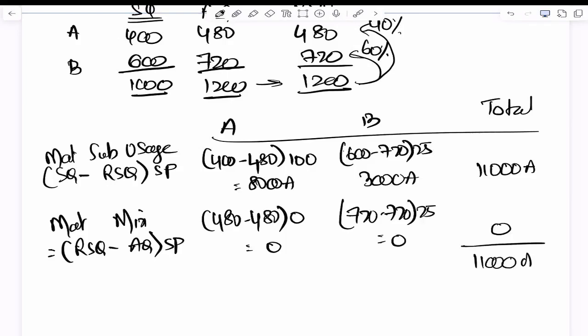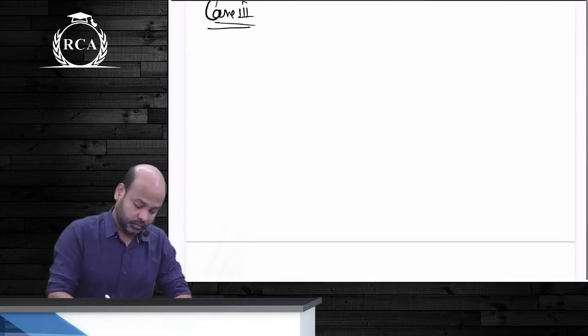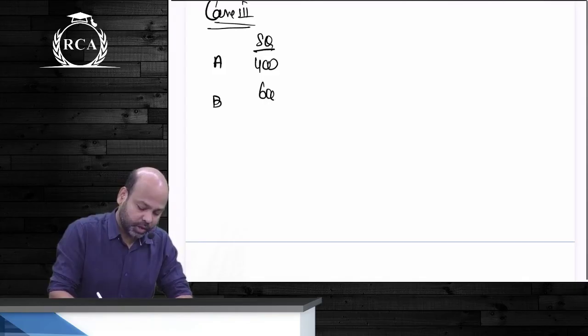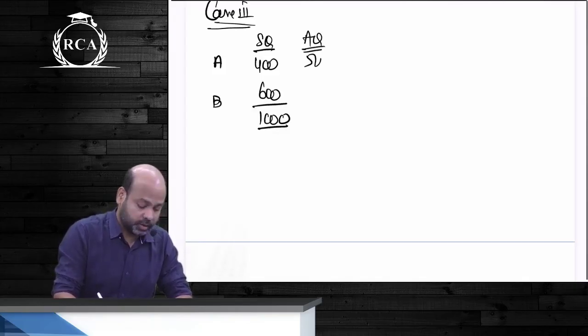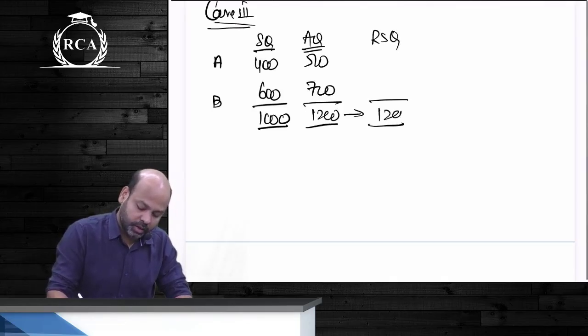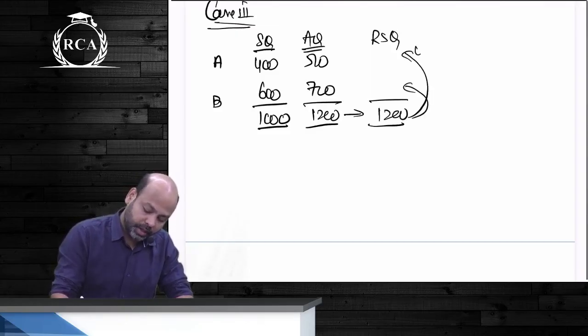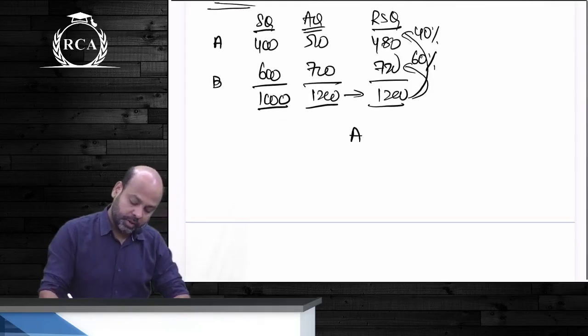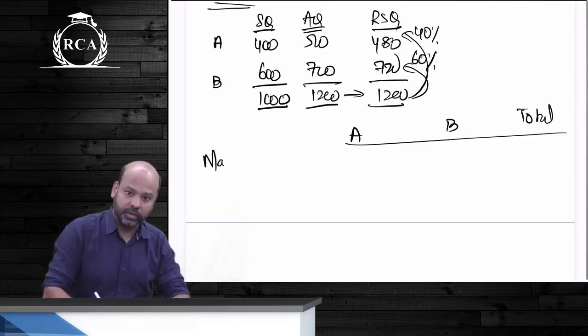Total material usage variance is 11,000 adverse. Raw material A, raw material B, standard quantity is still the same, guys, 400 and 600. Total amount is 1,000. Actual quantity is 500, 700. The total amount is 1,200. So RSQ on 1,200 will be 480 and 720. Don't draw arrows like this in the exam, but it's just for your understanding now. Raw material A, raw material B, and total.